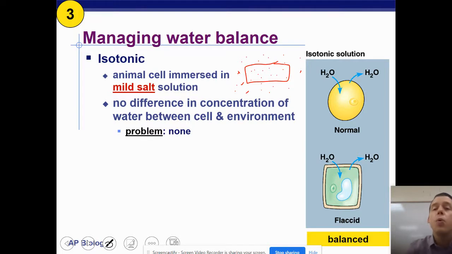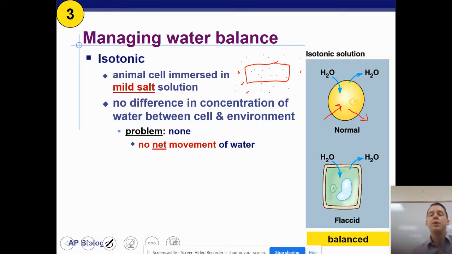What this means is that water is going to flow into the cell because water is always moving, but water is also flowing out of the cell at about the same rate. So we never really gain or lose any water if our animal cells are in isotonic solutions. This is how animal cells prefer to be. In a plant, it's not preferred. Plants would prefer hypotonic environments, but they are fine usually in isotonic environments. There's no net movement of water.